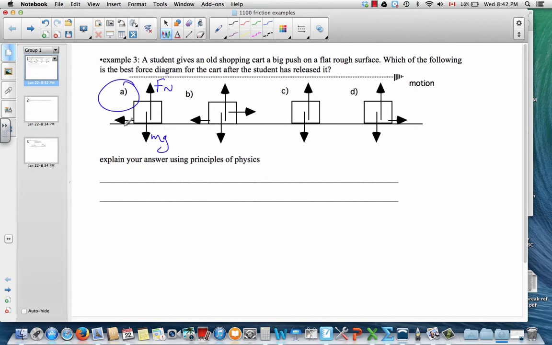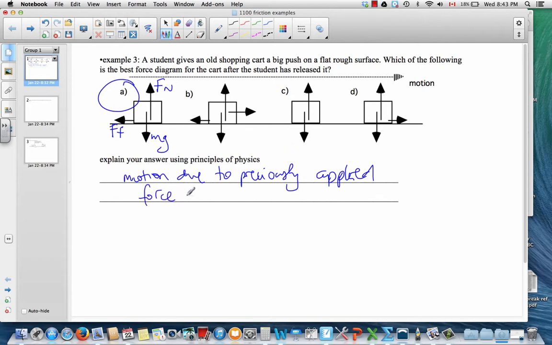There's a normal force, there's the weight, and there's also the force of friction. Now, you may ask, well, how can it be moving to the right if the force is to the left? And the answer there is the motion is due to a previously applied force that is no longer present.